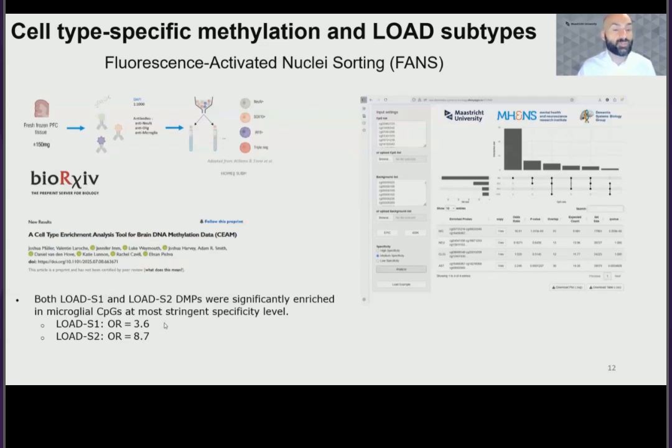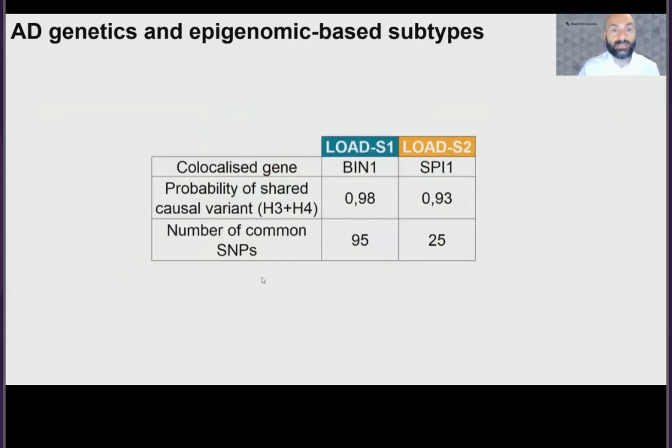And interestingly, both subtypes at the highest level of specificity showed overrepresentation in microglia, and interestingly, the signatures of this microglia enrichment overlapped by only one CpG between these two. So it's a quite distinct microglia signature we have identified. For the genetic co-localization, we have found some AD risk genes that also regulate the methylation signature of each subtype. You can see that for BIN1, we found evidence for the co-localization of the risk variants and subtype 1, and SPI1 with subtype 2.